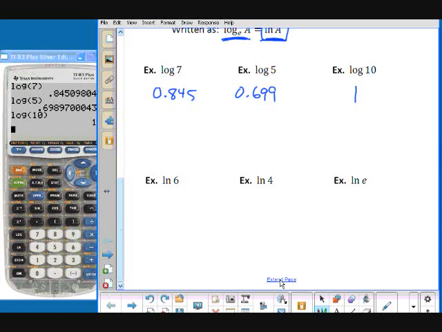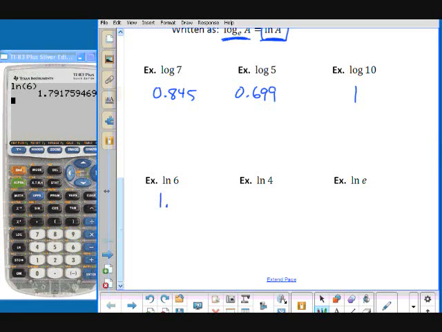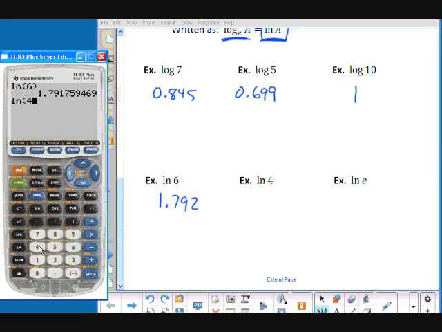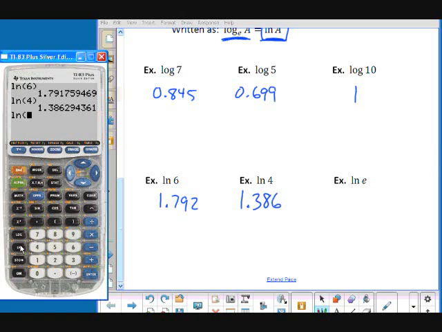For these last couple, now we're just using the natural log, which is this button down here, the ln button. So the natural log of 6, I punch it in. It's 1.792. The natural log of 4 is 1.386.